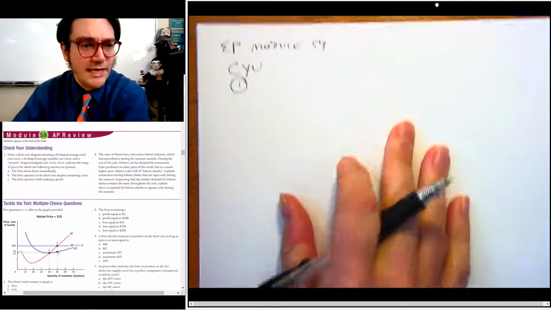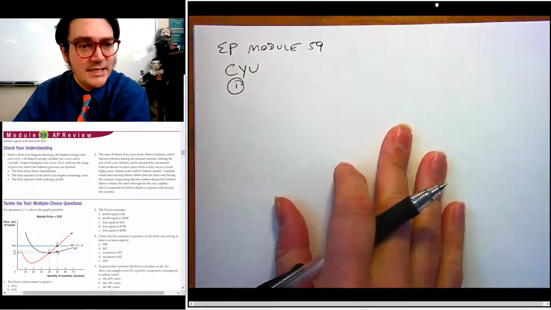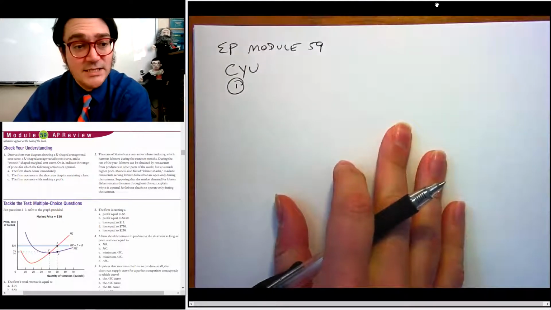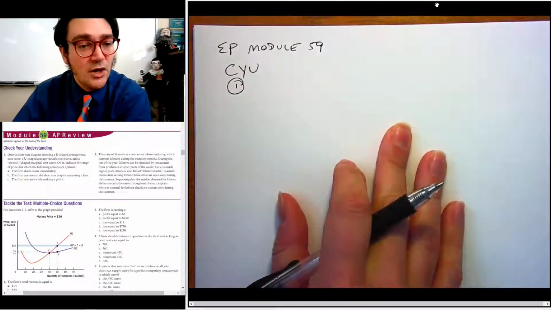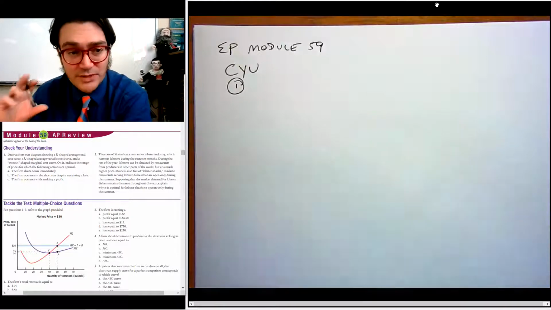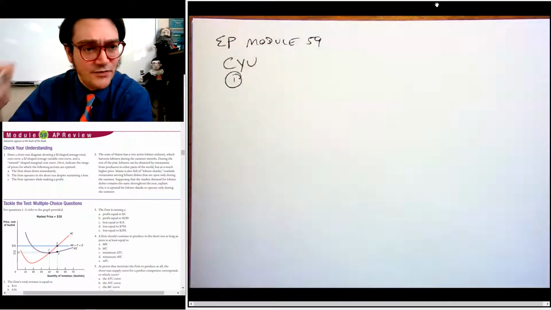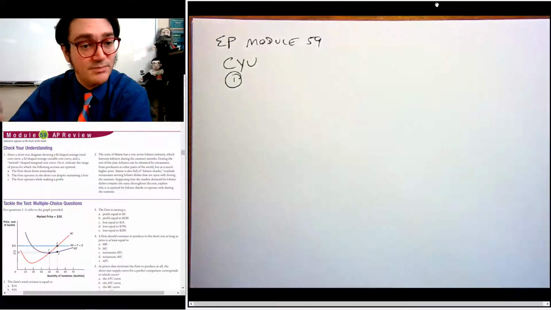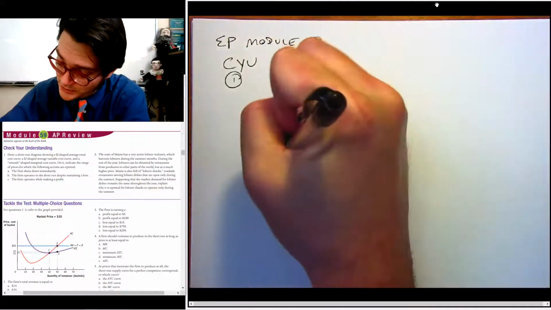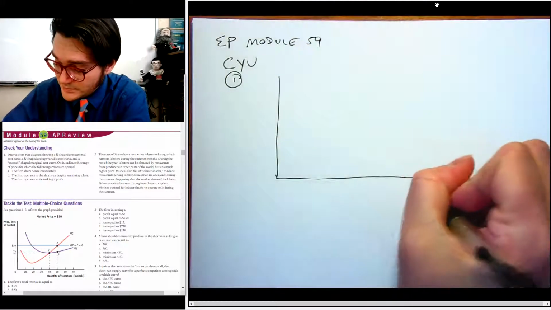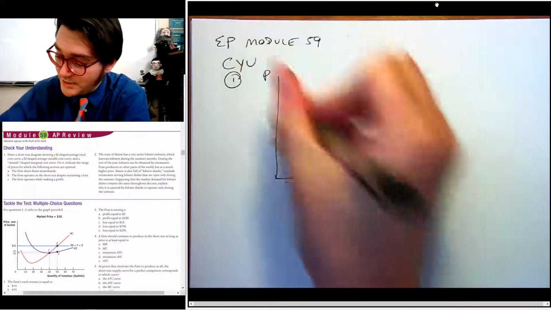It says draw a short run diagram showing a U-shaped ATC, a U-shaped AVC, and a swoosh-shaped marginal cost curve. On it, indicate the range of prices for which the following actions are optimal. And then it gives you price: the firm shuts down, the firm operates despite a loss, and the firm makes a profit. So we're going to draw the cost curves, nice and big here, to make this easy for us.